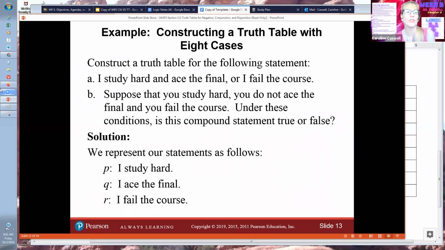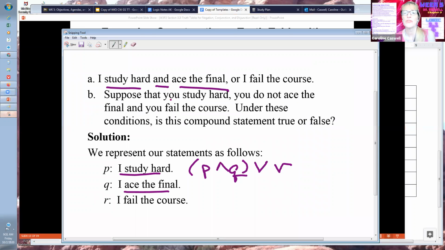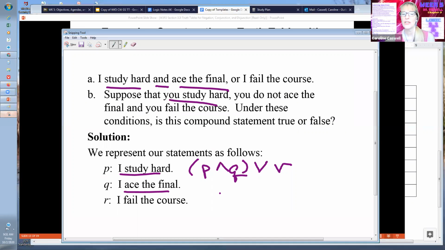And then there was a second part to this. It said, suppose that you study hard. Let's take a look here. Suppose that you study hard. So study hard is P. You do not ace, you study hard, and you do not ace the final, and, oh, that might be an or here, and you fail the course. Oopsie, no, that's an or.